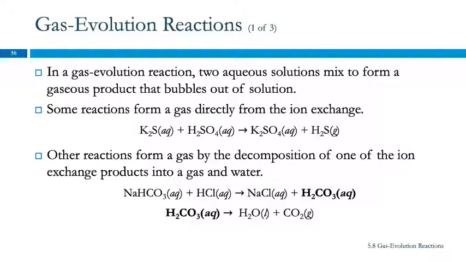Other reactions form a gas because one of the products decomposes. It's unstable. And so this is what happens when you mix baking soda, sodium hydrogen carbonate, with an acid. One of the products is carbonic acid. Carbonic acid is unstable, and so it decomposes fairly quickly into water and carbon dioxide. And the carbon dioxide, of course, is a gas and bubbles out.